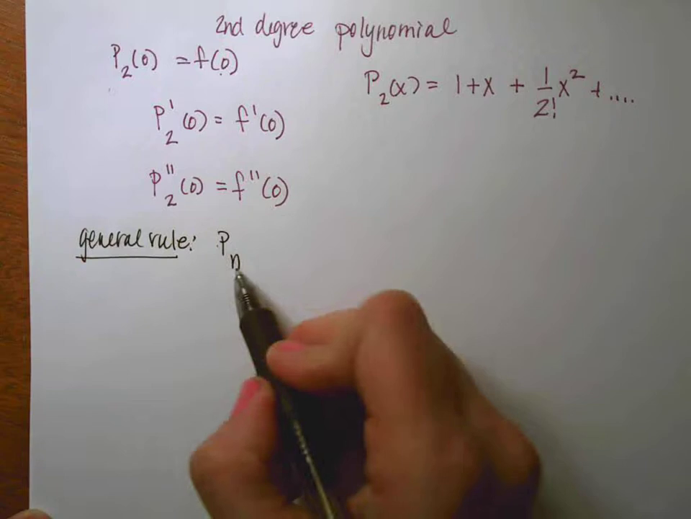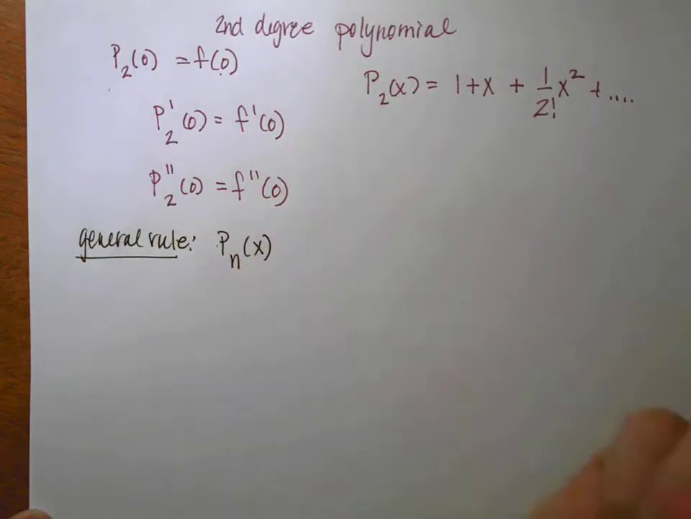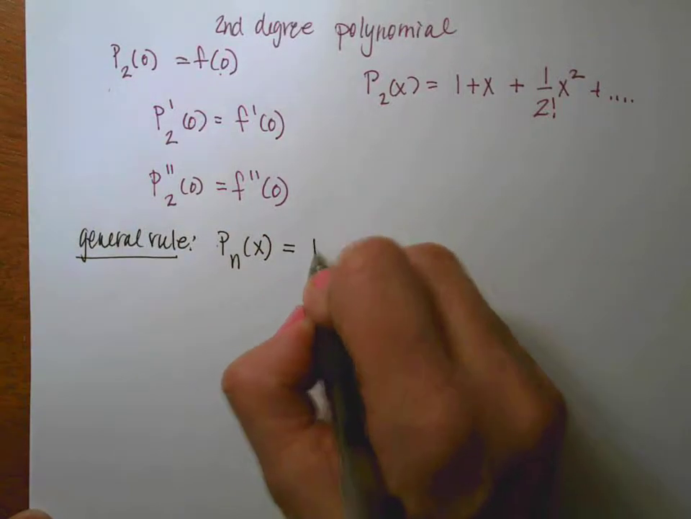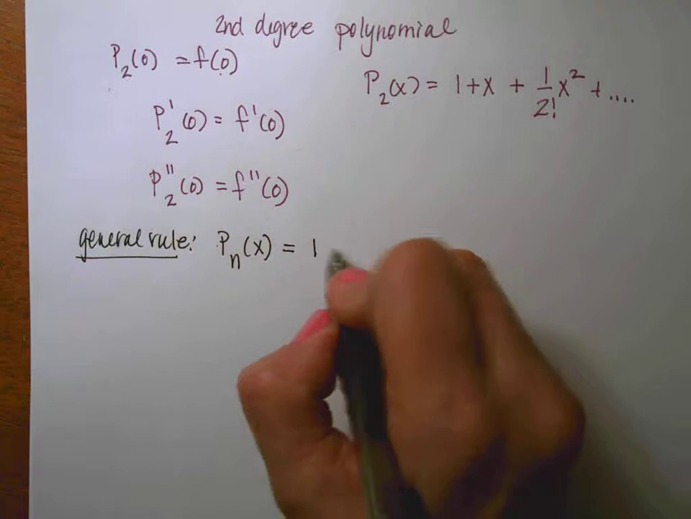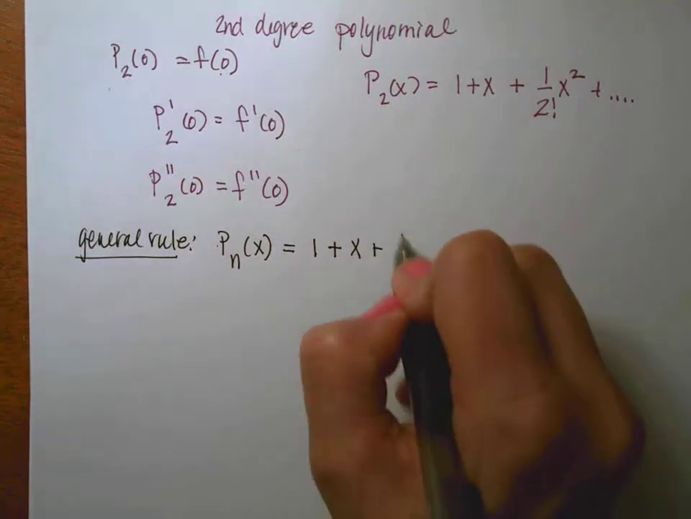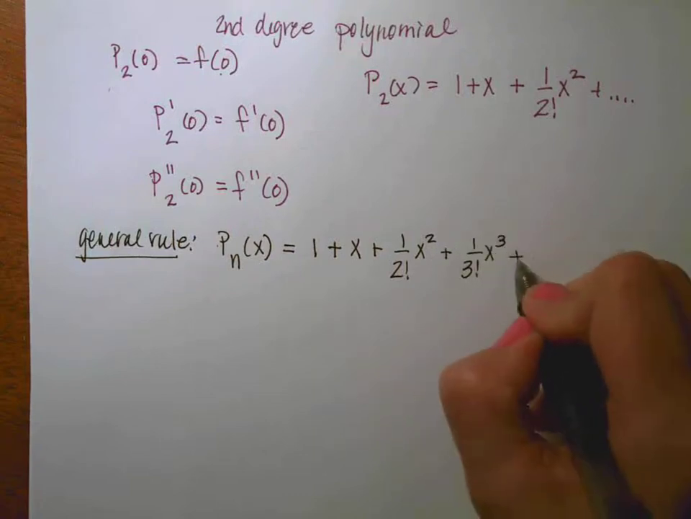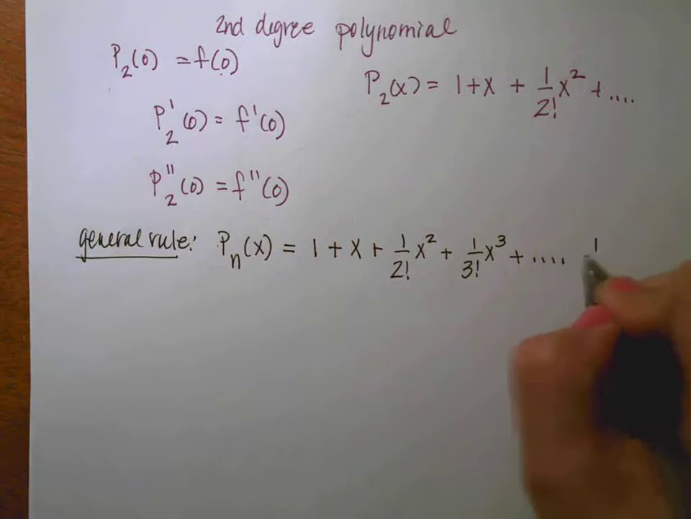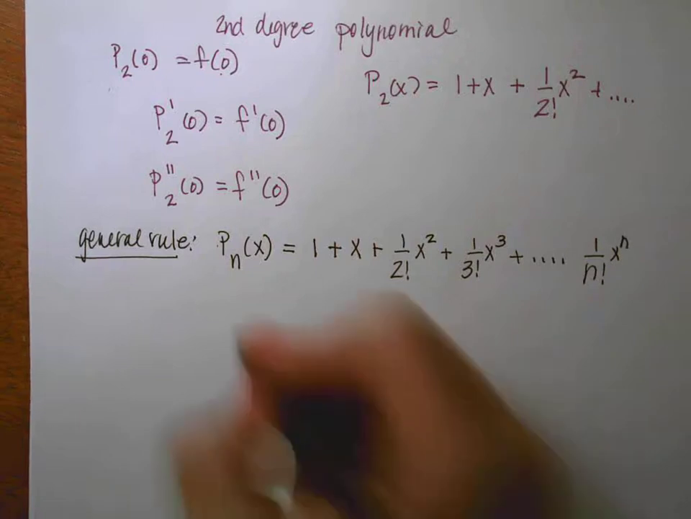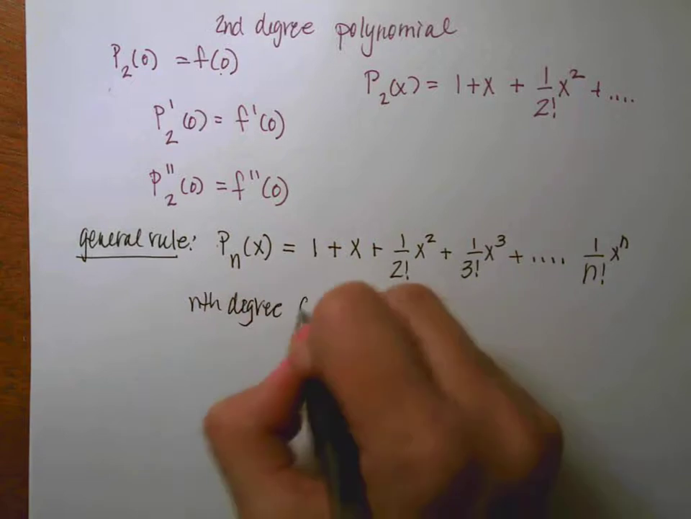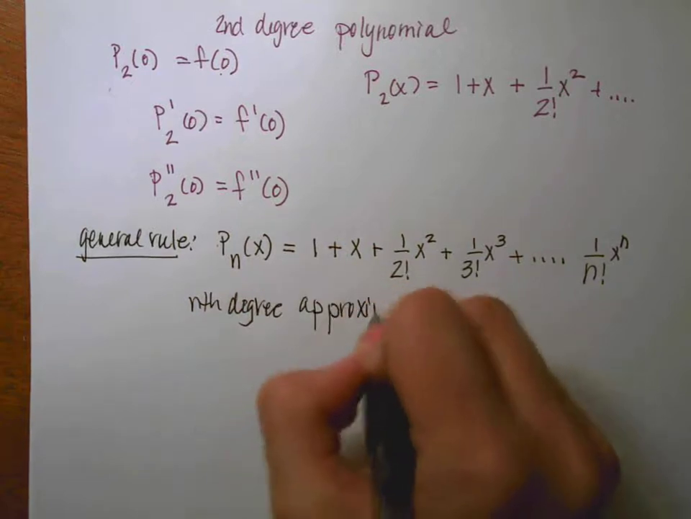But if I want a polynomial of any degree to represent a function, it's going to be 1 for this, and we're still working with our e to the x, by the way. So x plus 1 over 2 factorial times x squared plus 1 over 3 factorial times x cubed plus etc., etc., etc., 1 over n factorial times x to the n. All right, so this would be an nth degree approximation.